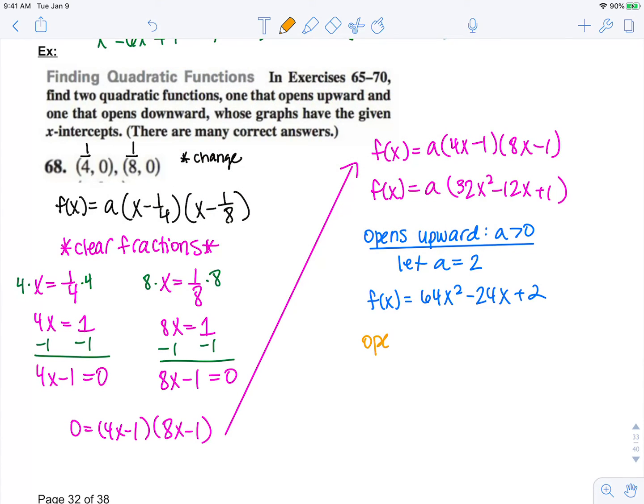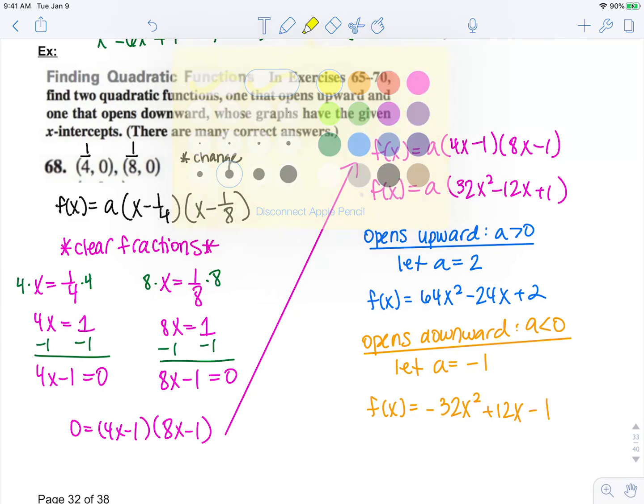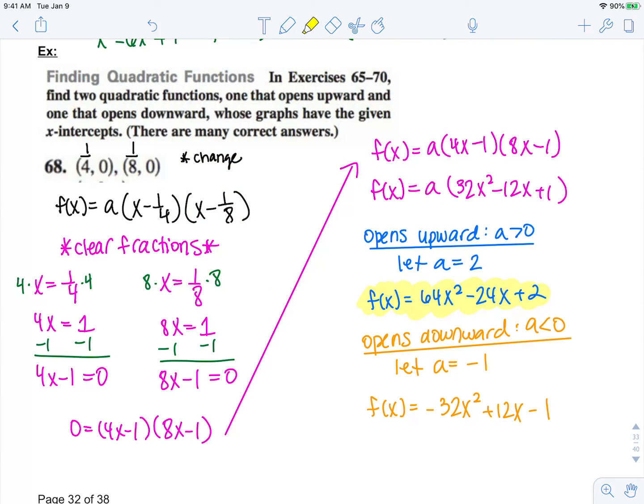Next, we need one that opens down. And if that's the case, a must be less than 0, so it reflects across the x-axis. So I'm just going to let a equal -1. If that's the case, f of x equals negative 32x squared plus 12x minus 1. So answers may vary, but what's more important is being able to manipulate from zeros or x-intercepts to your function.